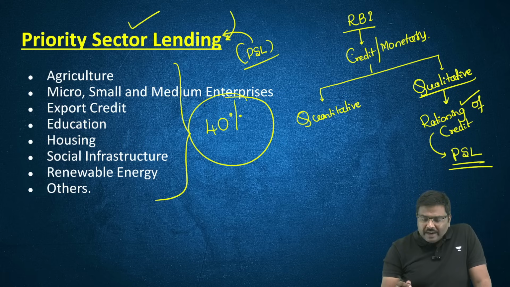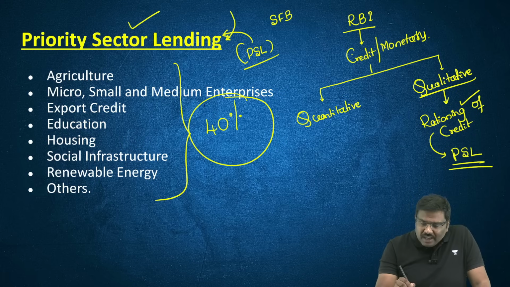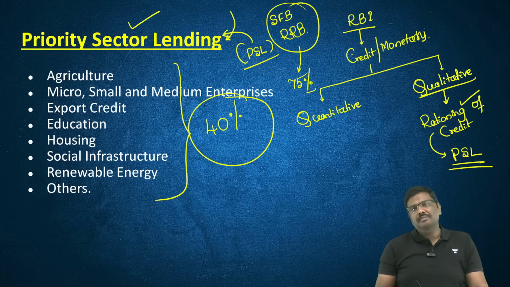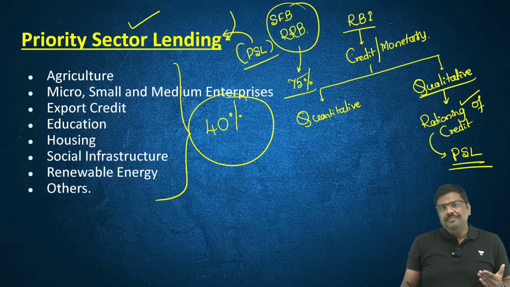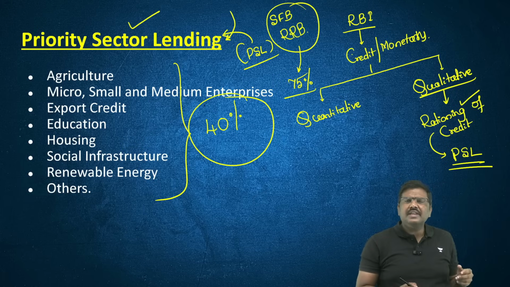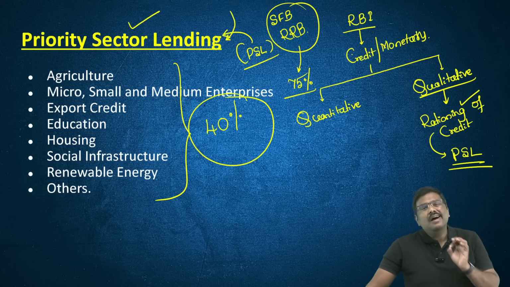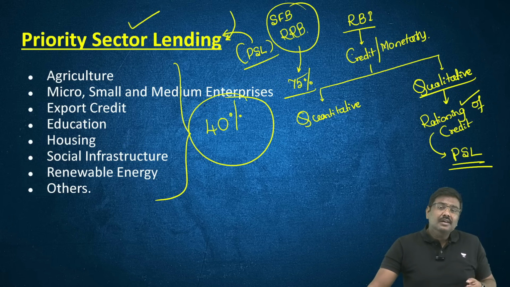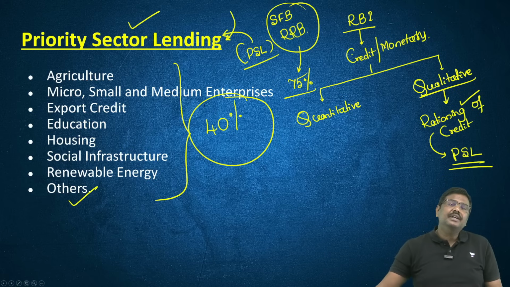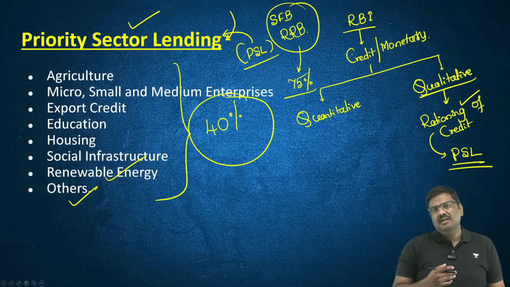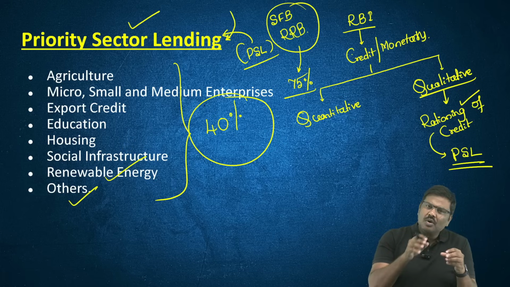No. For example, if you are a small finance bank, SFB, or a regional rural bank, RRB, in such cases the PSL target is 75%, not 40%. And what are the areas? What are the different segments covered under PSL? You have MSME, micro, small, medium enterprises, agriculture, export credit, right? You have the weaker sections of society. You have social infrastructure, renewable energy, etc. So, multiple areas are covered under the concept of a PSL.